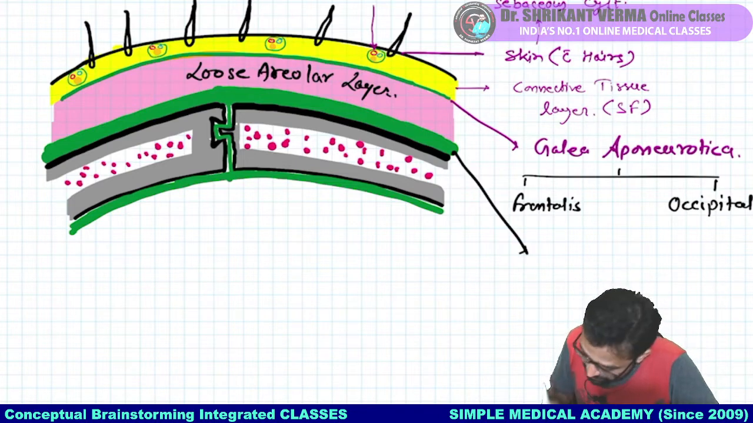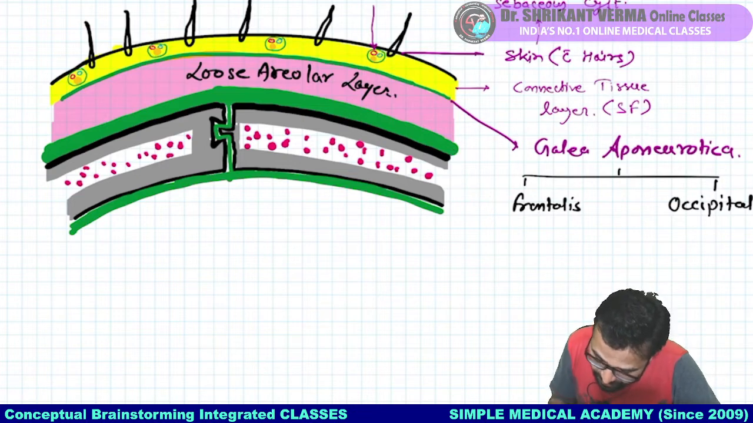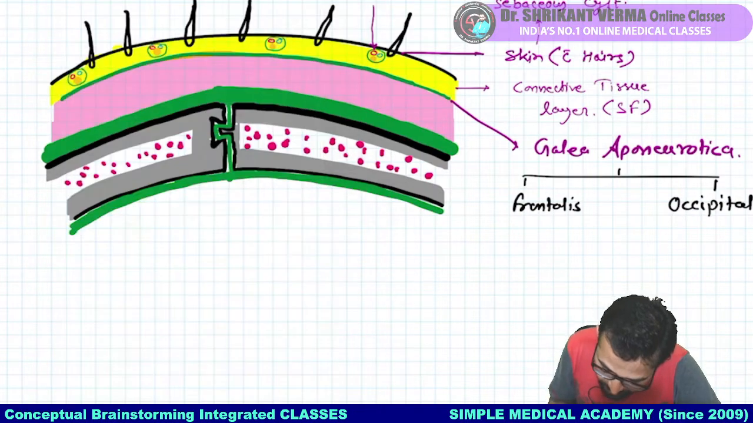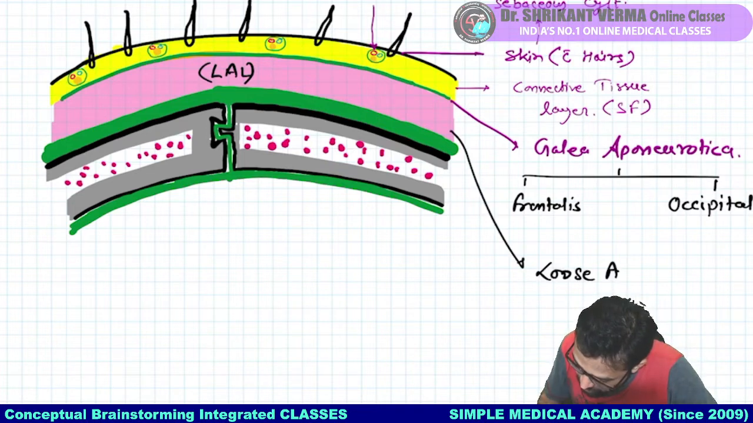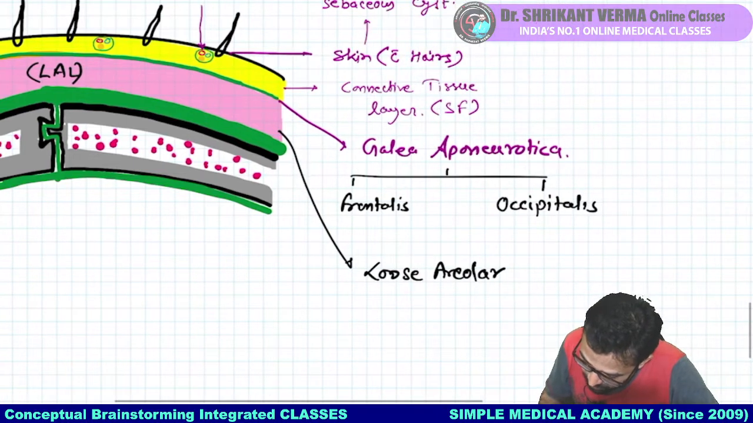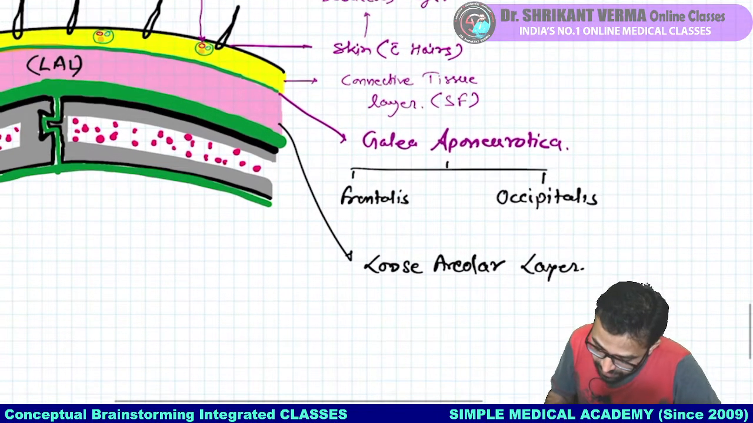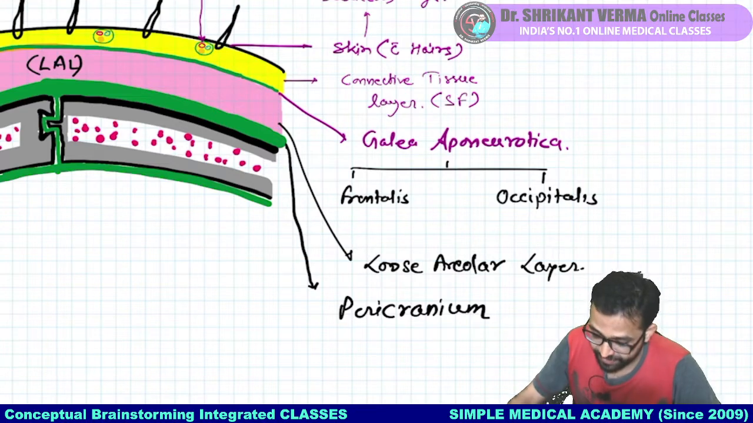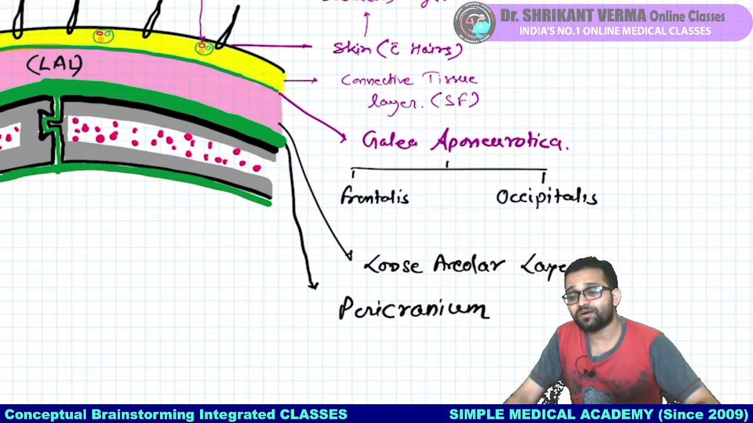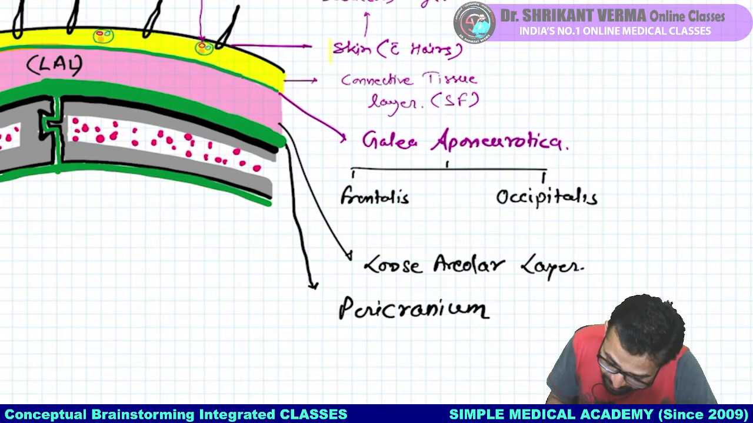This is our loose areolar layer. Again mentioning here, loose areolar layer, and here you can observe pericranium. Okay, so these are our different layers. What you can remember? S, C, A, L, P.